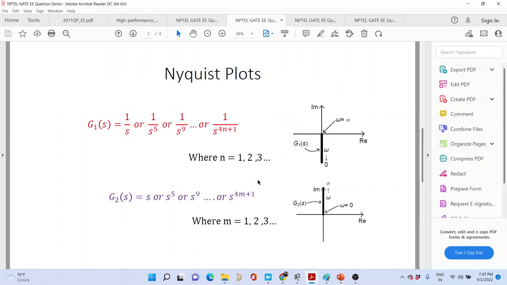So the first thing that you must keep in mind is that Nyquist plots are not unique. Two entirely different functions may have similar looking Nyquist plots. So as Nyquist plots are not unique, G1(s) can be 1 by s, or 1 by s whole to the power 5, or 1 by s whole to the power 9, and so on, 1 divided by s whole to the power 4n plus 1. Same is the case with G2. It can be s, or s whole to the power 5, or s whole to the power 9, or it can go up to s whole to the power 4m plus 1.